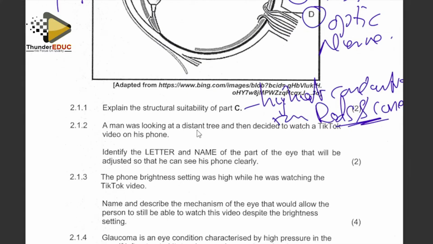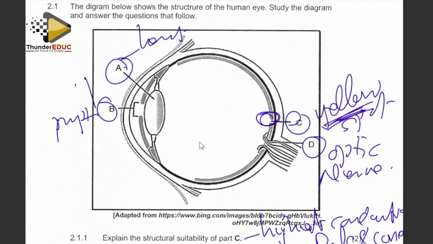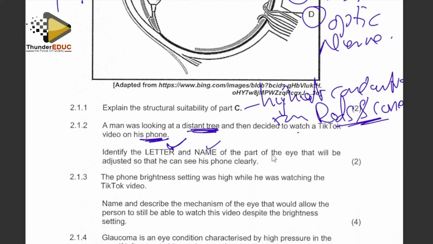Done. A man looking at a distant tree and describing the tree, and then deciding to watch TikTok on his phone. Okay, meaning from far to near. Identify the letter and the name of the part that is being adjusted to see this clearly. Obviously, it's going to be the lens, the suspensory ligament, and the ciliary muscles. But in this case, they only talked about the lens. Therefore, the answer becomes A, and you say lens. You see?